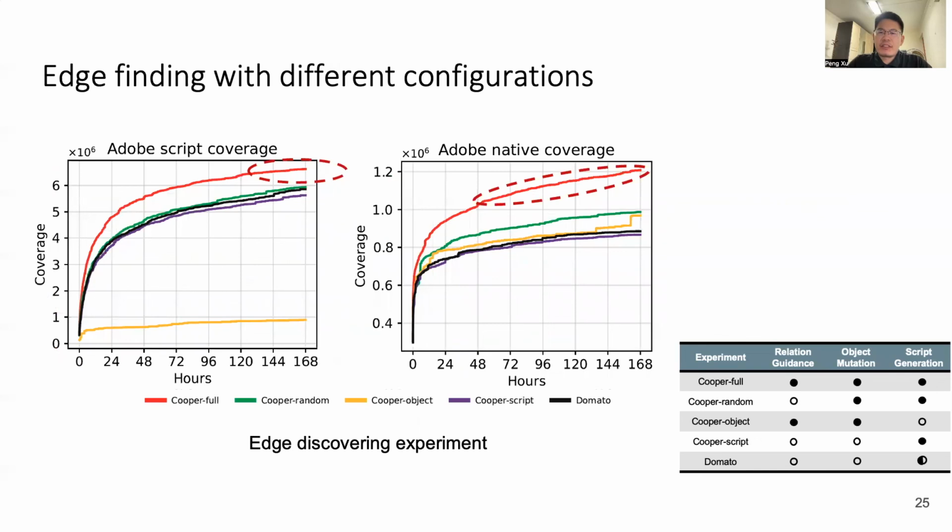To test the edge finding ability, we apply all configurations to Adobe Acrobat and record their edge finding history in 1 week. We record both script coverage and native coverage. As you can see from these two figures, Cooper can find the most in both types of coverage.